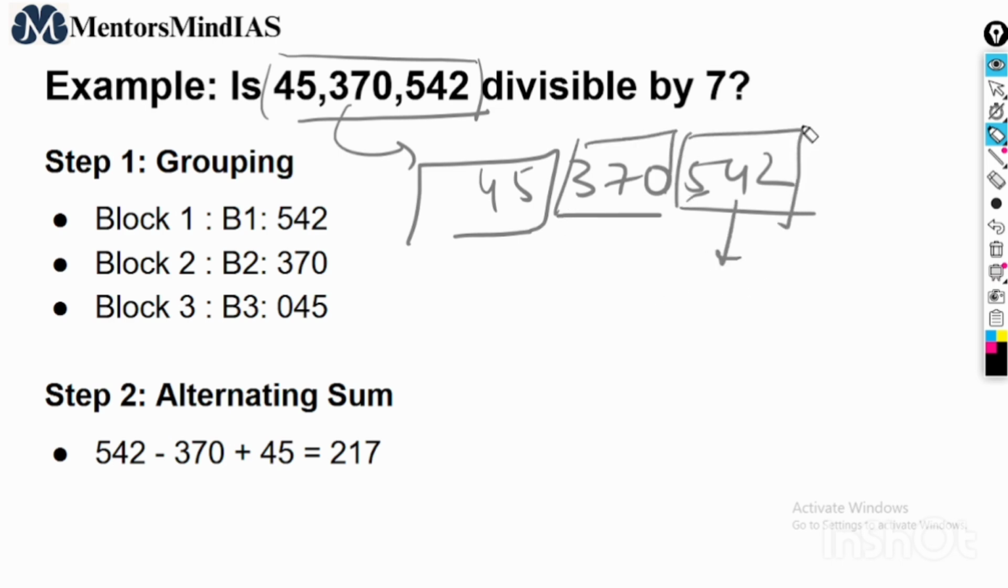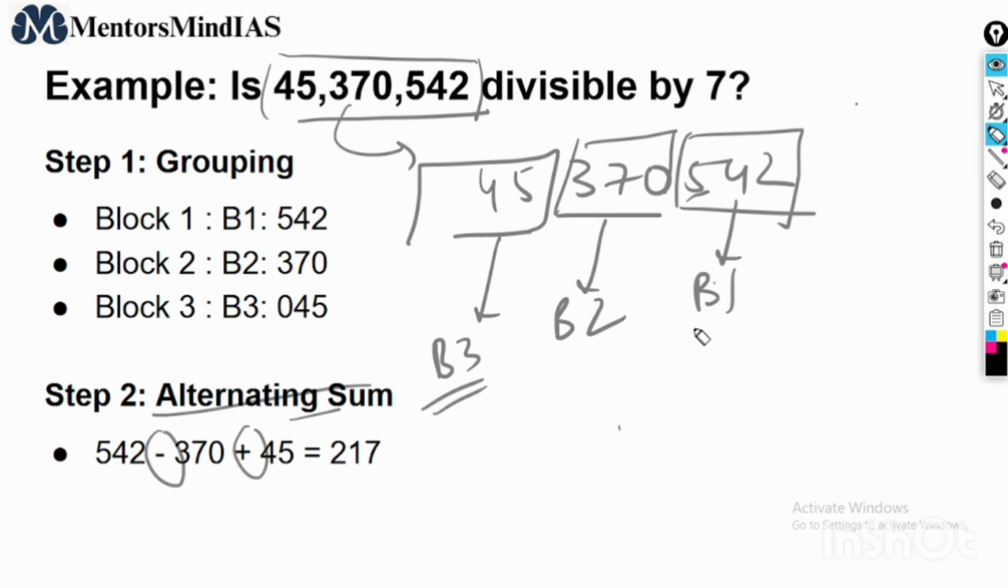I'm labeling them. You have to start with the unit digit so that you don't make a mistake. Most of the things in this are done from the unit digit only. Now this is your block B1. I'm labeling them B2, B3. Now you have to do an alternate sum, that is, you have to do subtraction, then addition, then subtraction.